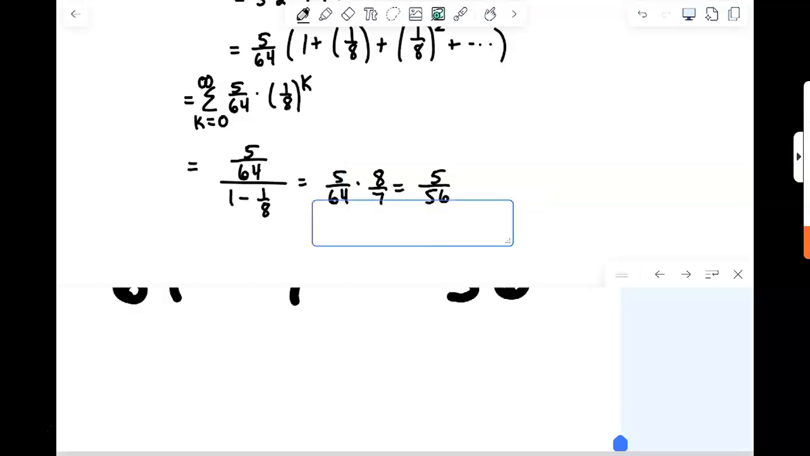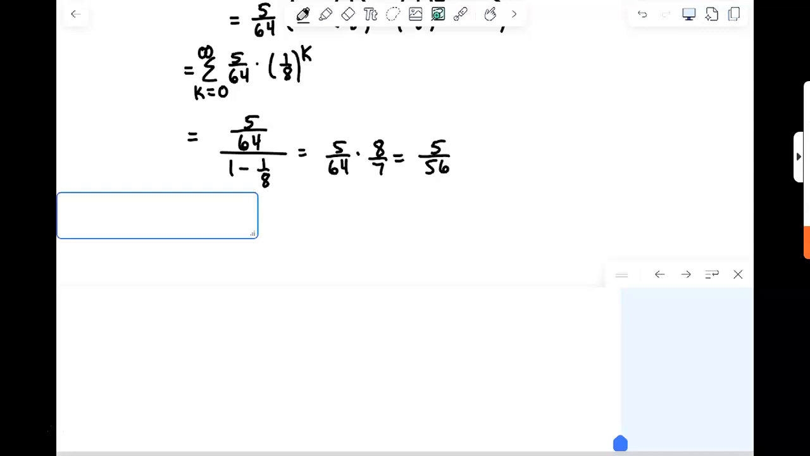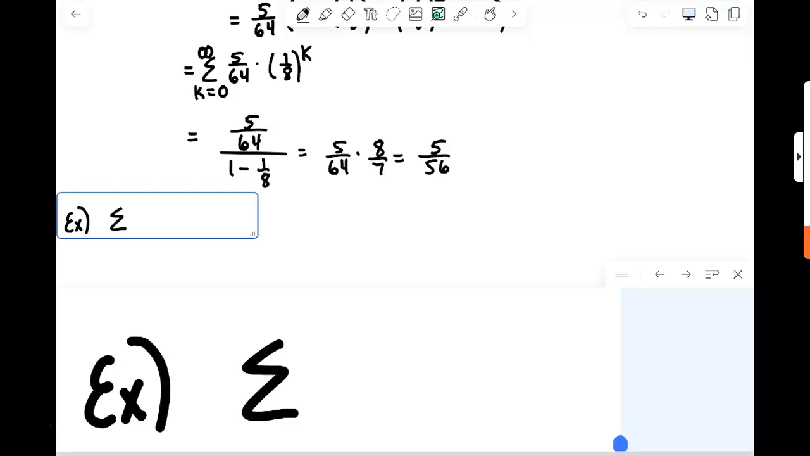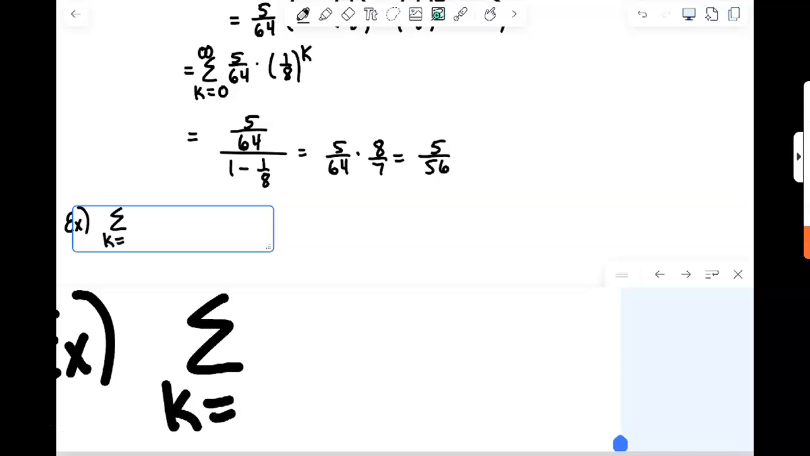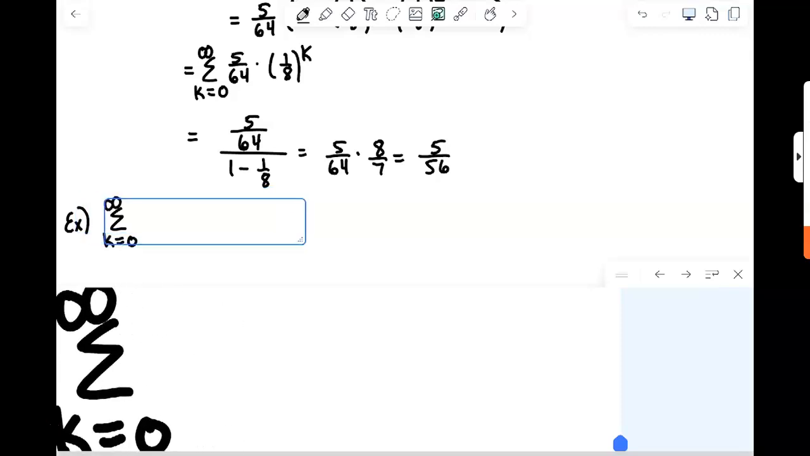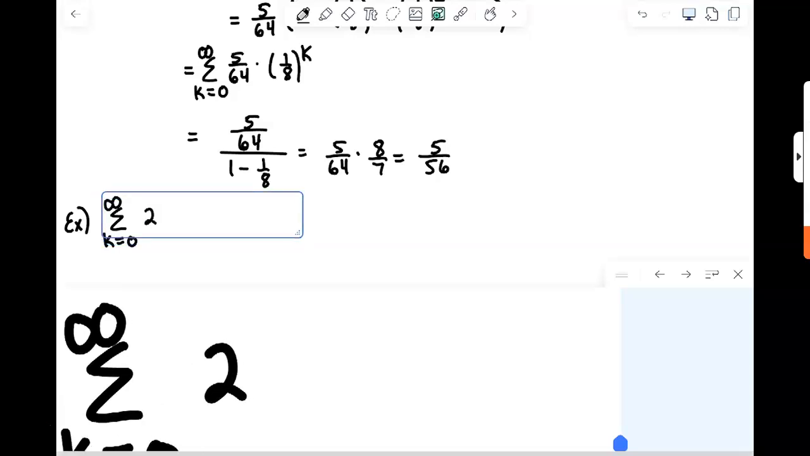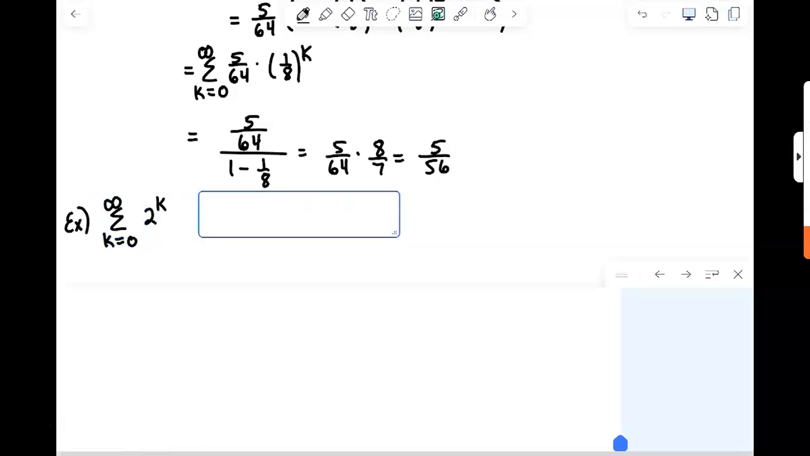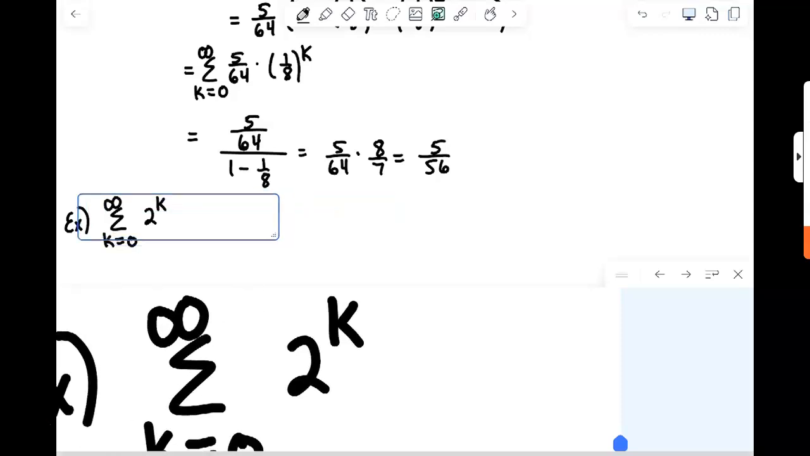Now, one last thing I want to point out with these geometric series ideas. Again, this approach that we take for our sum only holds if the absolute value of the ratio is less than 1. So if you have this one here, the formula doesn't work. Okay, the formula doesn't work.